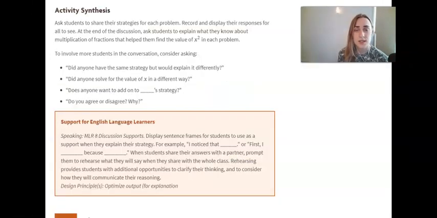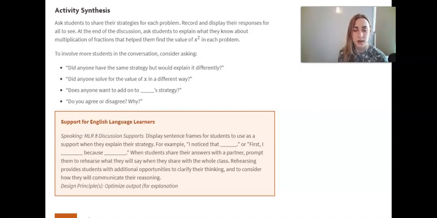So these suggestions have to do directly with that problem we were just looking at. And this is a strategy not only to support English language learners, but to support any student in discussion about math. So one suggestion is to display sentence frames for students to use as a support when they explain their strategy. For example, "I noticed that blank," or "First I blank because blank."